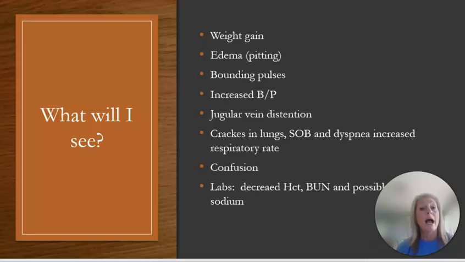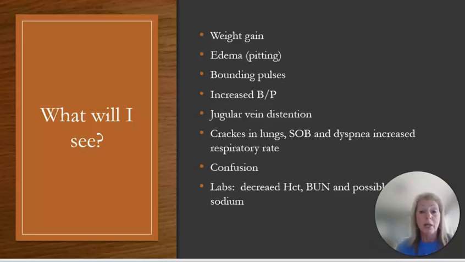So what labs are we going to look at? How are we going to know that they're in a fluid volume overload? One, we're going to look at their hematocrit, which is going to be decreased. Their hematocrit may be normal, but because they have so much fluid in that blood vessel, it's diluted in there. So it makes it look like it's lower, even though it's not really lower.